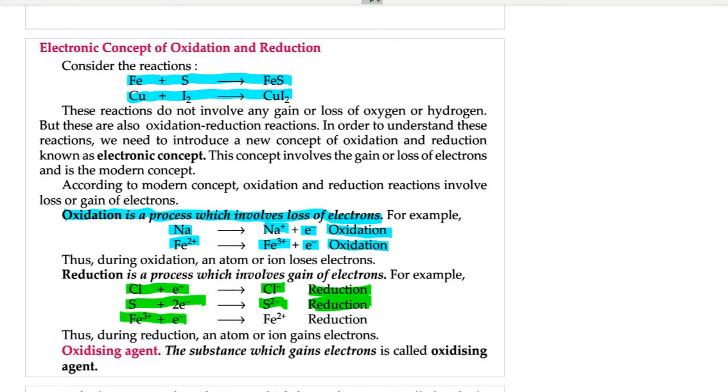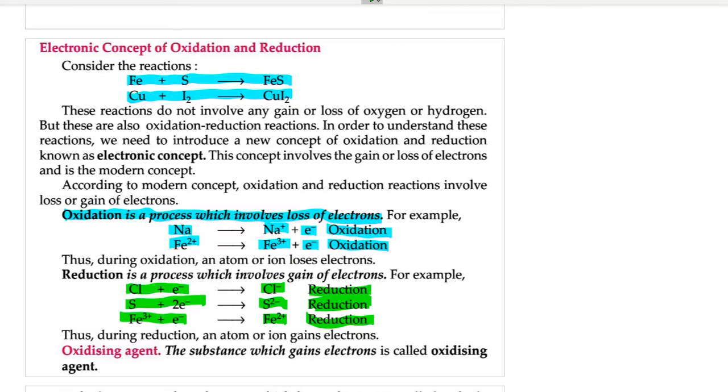Fe3 plus plus an electron gives Fe2 plus. There was a deficiency of 3 electrons, a 3 positive charge. Now there is just 2 positive charge because one electron got added. This is also reduction. So whenever an electron gets added, or whenever there is gain of electron, it is reduction. Whenever there is loss of electron, it is oxidation.